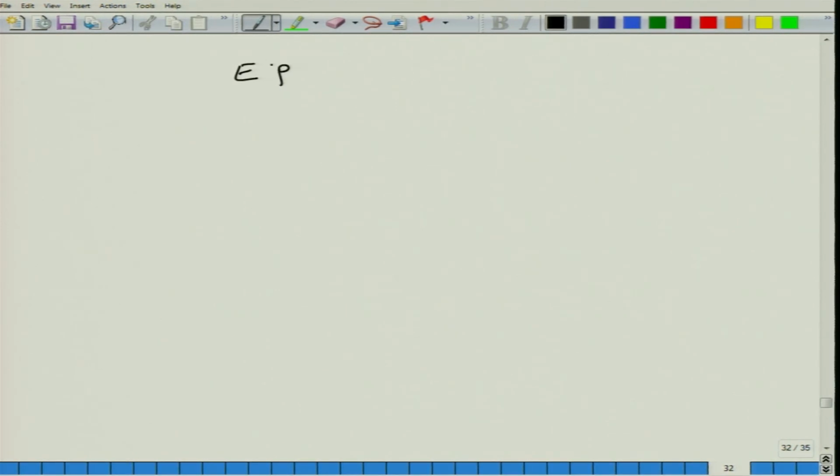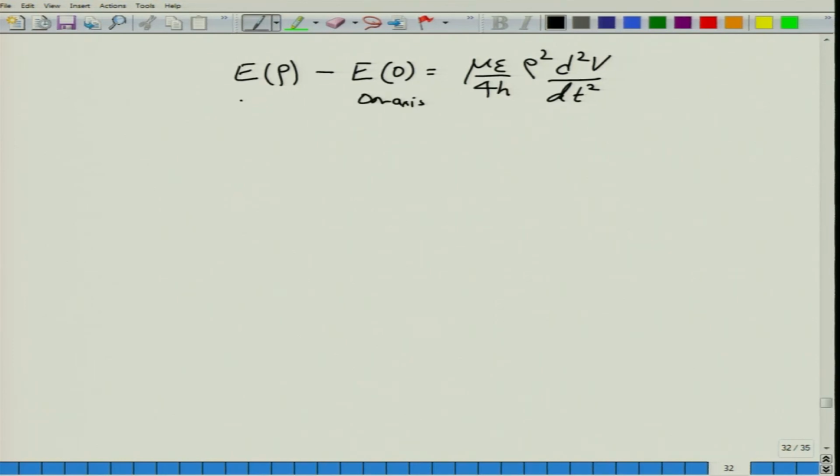So you can rearrange the equation and write E of rho minus E of 0 to be equal to mu epsilon by 4h, rho square d square v by dt square. This is a very important thing. What it tells you is that the electric field is not uniform anymore. The on axis field and the field off axis, or away from the axis, is actually different. How large is the difference?